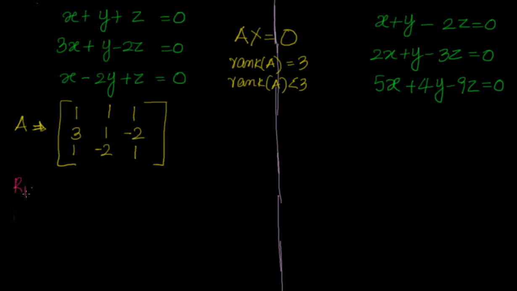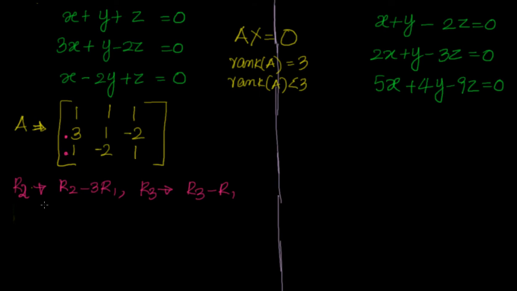I will say R2 is assigned, I want to make this 3 as 0. So can I say R2 minus 3 R1? That will make sure that 3 becomes 0. Then I will do R3 is assigned R3 minus R1. That will make sure that 1 becomes 0. Then I can find out the determinant very easily.